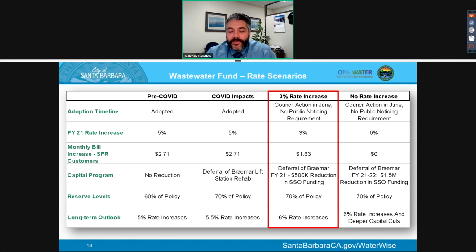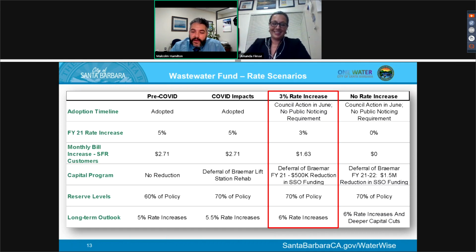I will open it up again, Ms. Flessy, if you want to make a comment about that. Our council policy levels stay roughly around 70%. And then from going to 3%, our long-term outlook essentially steps up again. So now we're doing 6% rate increases in the future to make up and balance revenues from doing 3% now.